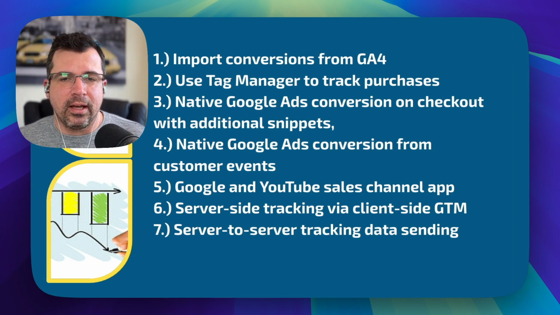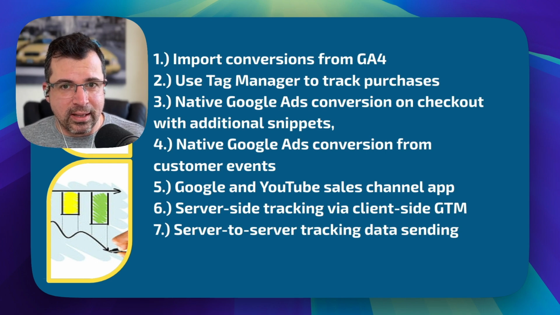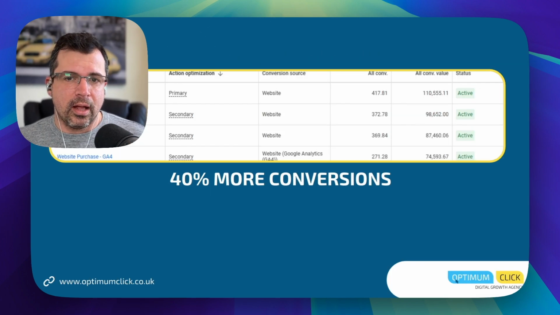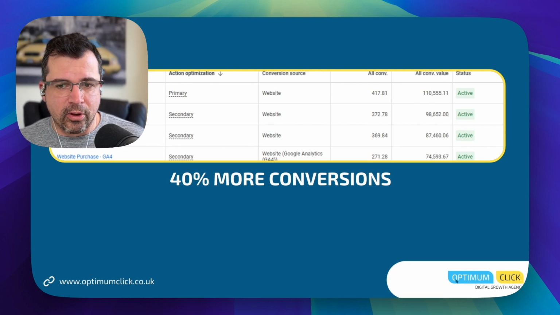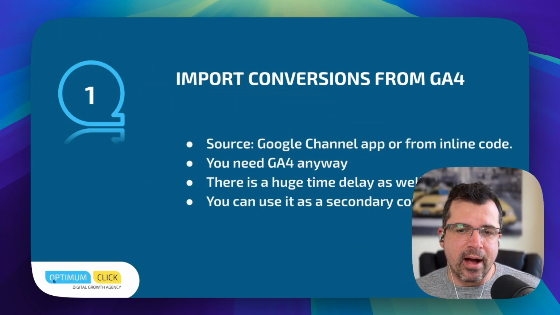Number 7, it's server-to-server tracking, data sending. It's on the backend. The user doesn't even see the data. It cannot block, alter, or intercept the data. This is the best way, but it needs significant attention, and I predict this will be the standard method in about 1-2 years. Let me go back a little bit. The reason we need to talk about these different methods is because different methods mean different results. And the more data you can capture, the better your campaigns will be. So let's break down each method.